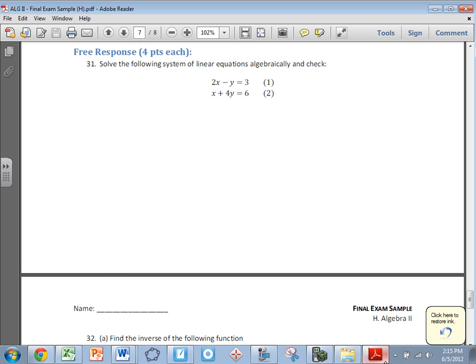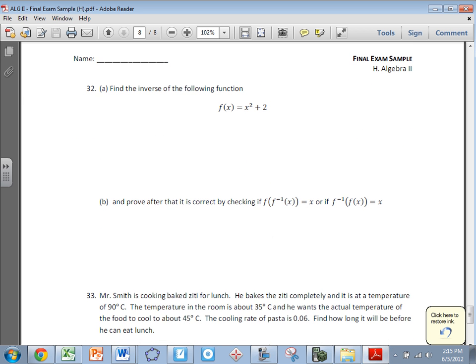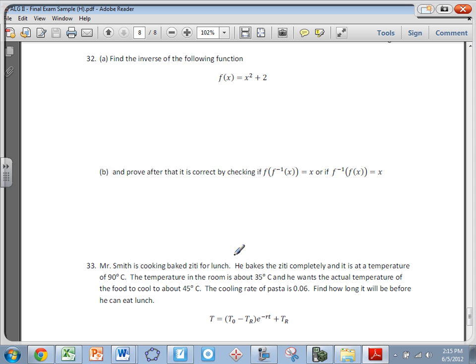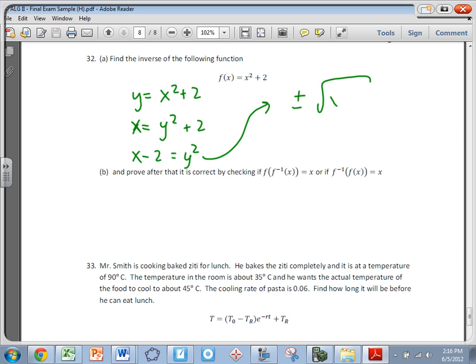All right. Number 32, part A. Find the inverse of the following function. All right, so let's do this quick. Inverse. You write it as y equals x squared plus 2. Switch x and y, because the inverse is defined as switching x and y. And then resolve for y. So move the 2 over. You're going to get x minus 2 equals y squared. Bring it up, take the square root. You're going to get plus or minus the square root of x minus 2 equals y. And I write it, as you remember, as f inverse of x. Okay? That's my inverse function.